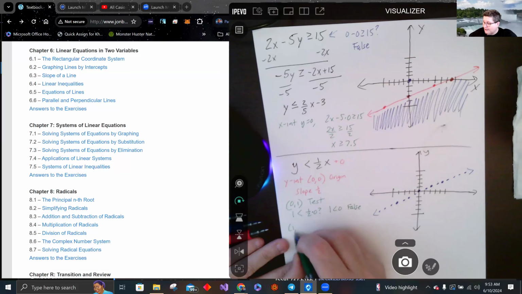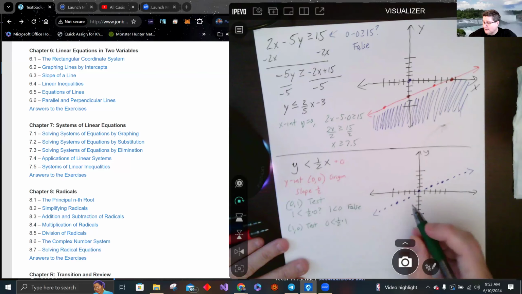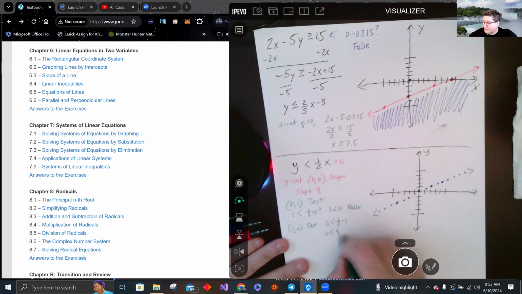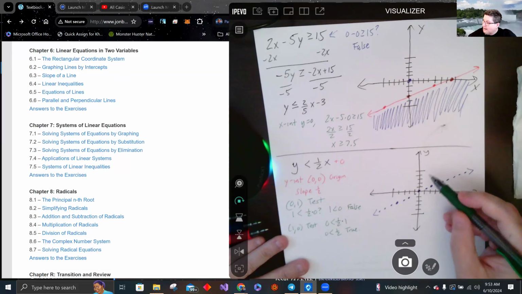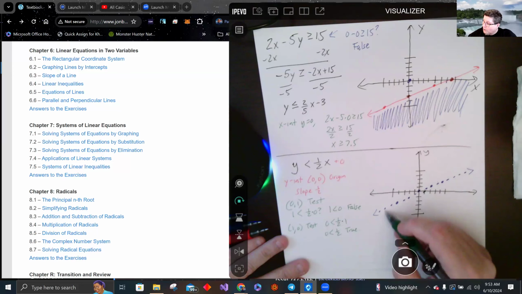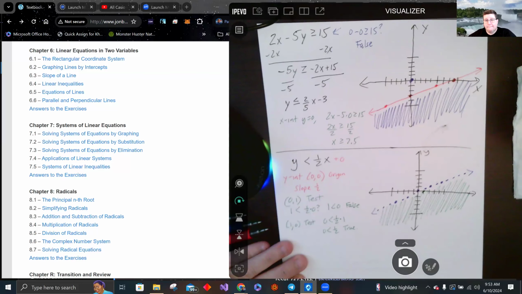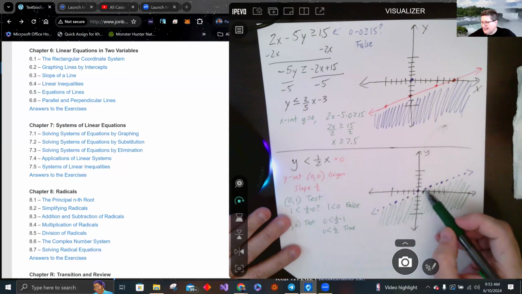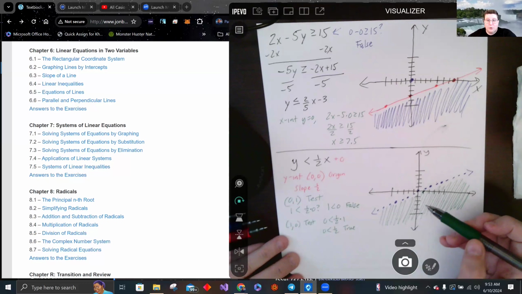If I test (1, 0), I have 0 is less than 1/2 times 1. 0 is less than 1/2. That's true. So you'll see one side works, one side doesn't. Top side was false. (1, 0) was true. We're going to shade downward. Okay. And that's why when I said one of these isn't on the line, pick one. (0, 0) is the easiest because there's no multiplication.